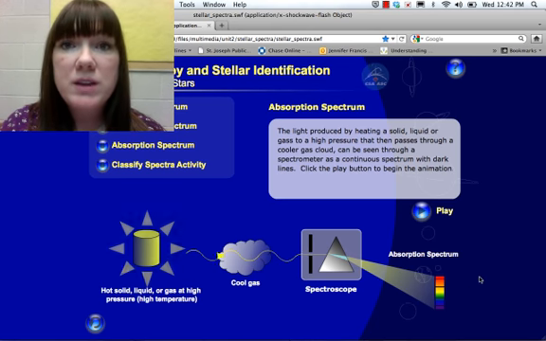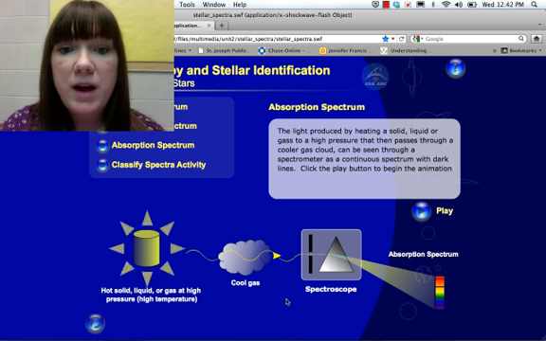And this is what we see in stars because they have very hot, high-pressure gases in their core, but then their outer atmosphere is a cooler gas that it passes through, so we end up seeing this absorption spectra. So these lines in here indicate for us what these cooler gases are in their atmosphere.